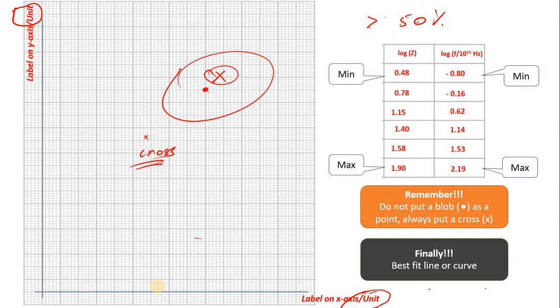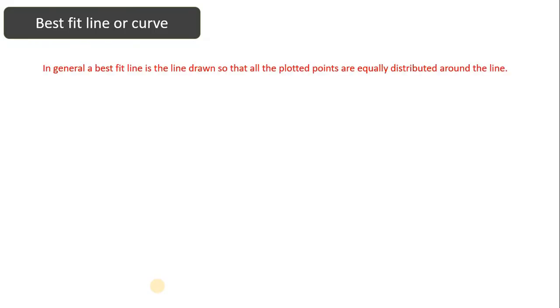or curve, depending upon the data set. What is the best fit line or a curve? Suppose this is a graph. A best fit line or a curve is a line or a curve about which all the points are equally distributed. This is important. So all the points that you have plotted must be equally distributed. An equal number of points will be on one side and the other side of the line.